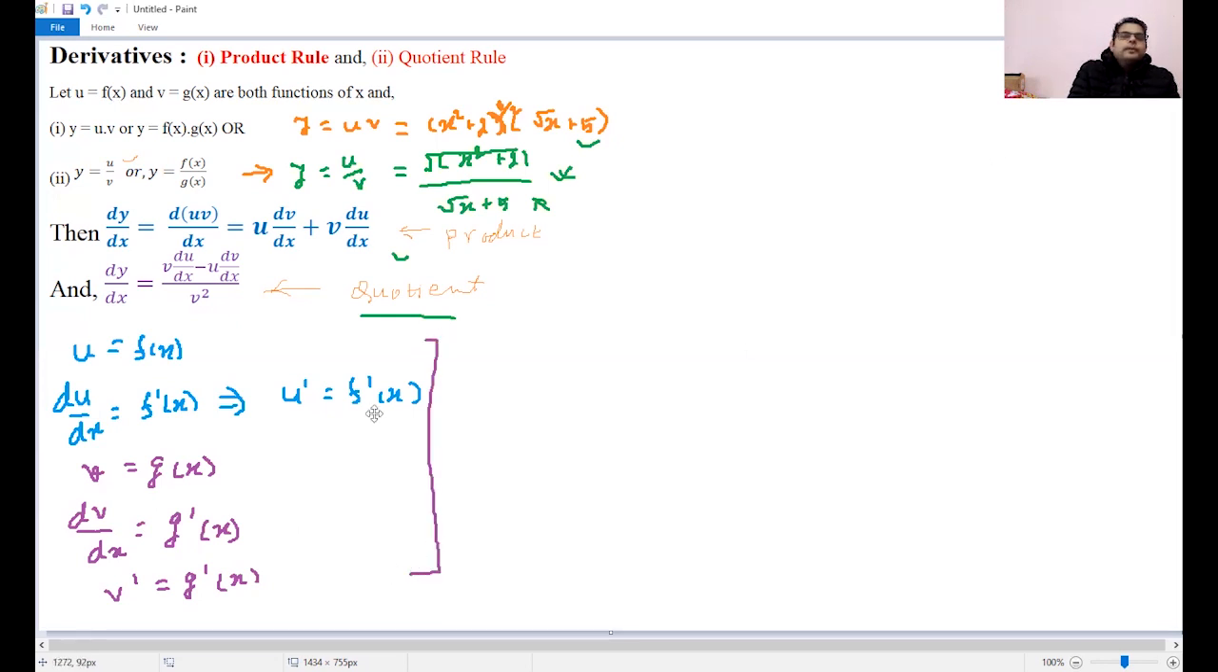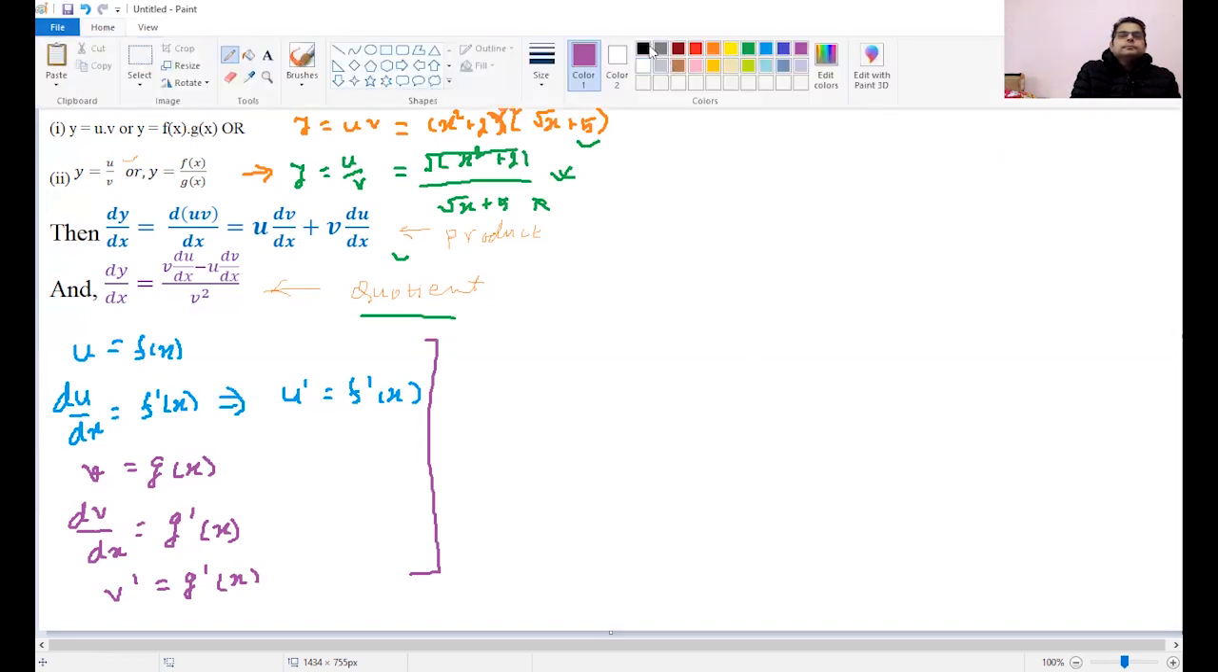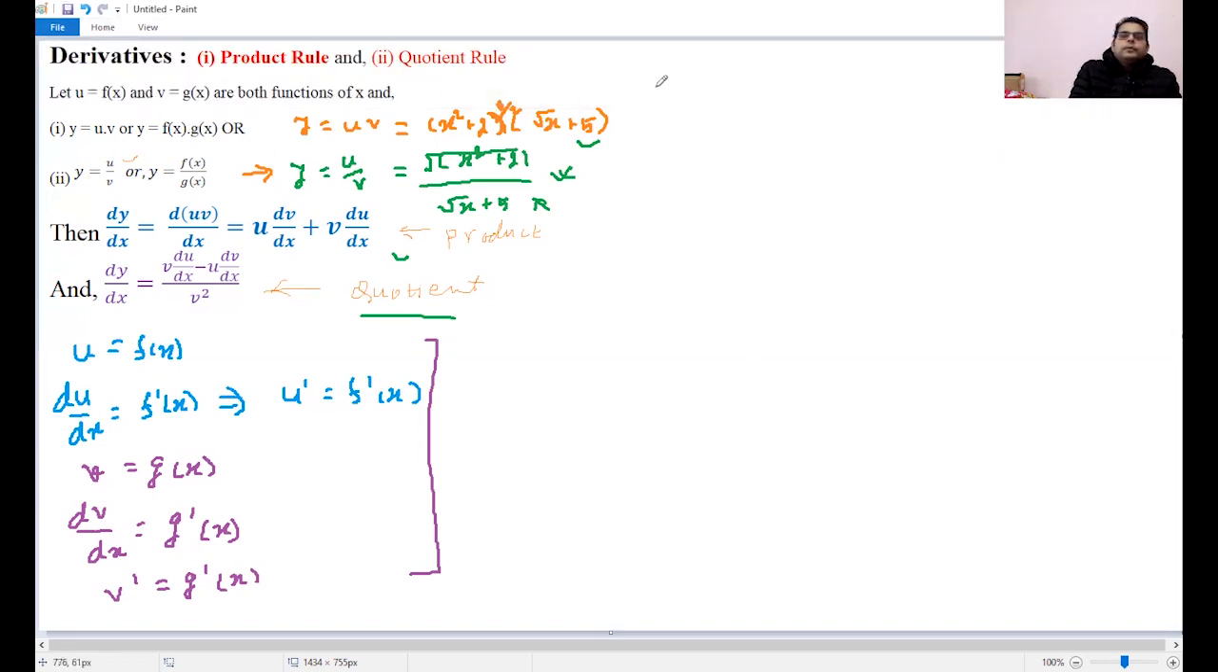And now let's go to the main part, the proof of these rules. Okay, so first I'm going to do the product rule, right? So the product rule in derivatives. Okay, so you can see that the product rule looks something like this.